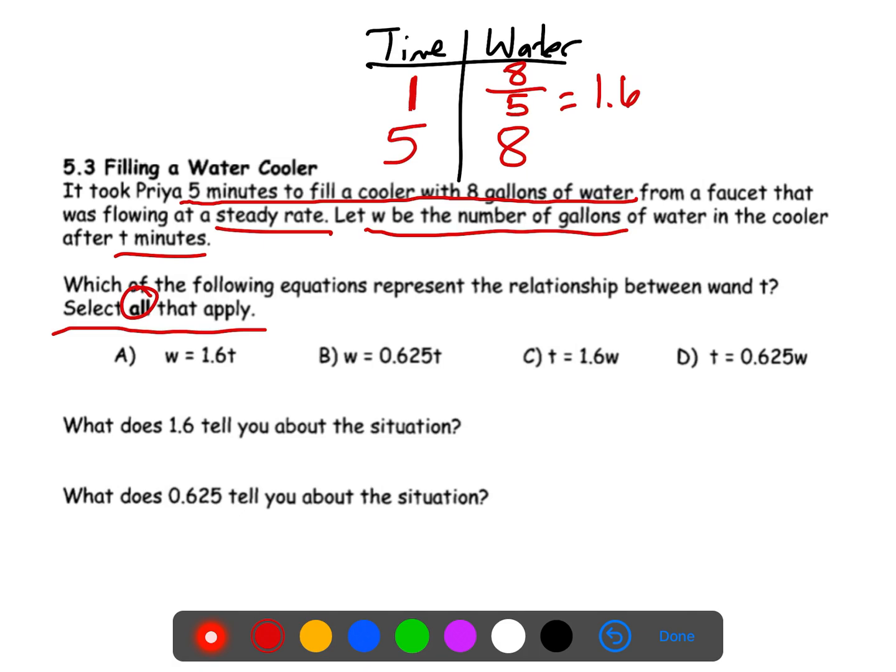Now, if I were to make an equation for what we just created here in the table, I just found my constant of proportionality is 1.6, or 8/5. Now I don't see 8/5 used in any of these, so let's go with 1.6. I see A and C are both using 1.6 as that K value.